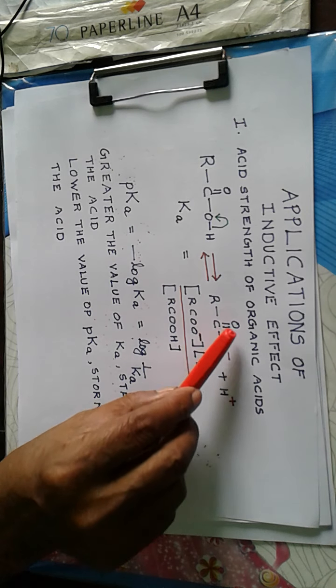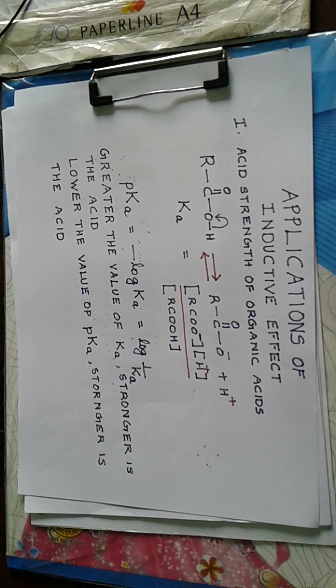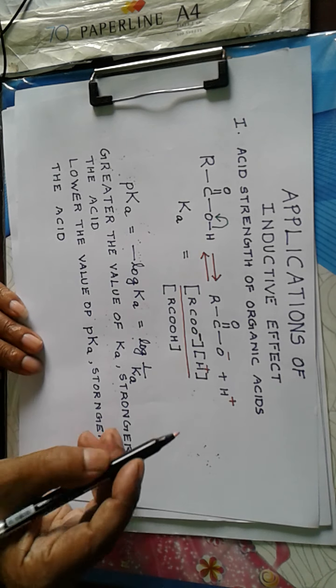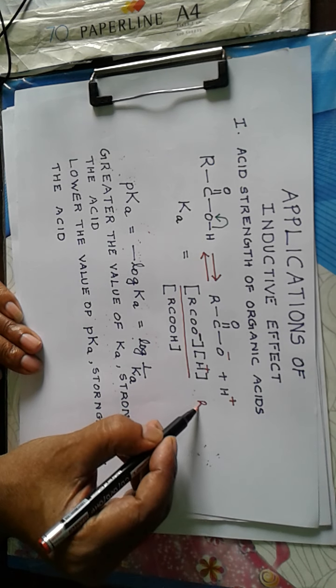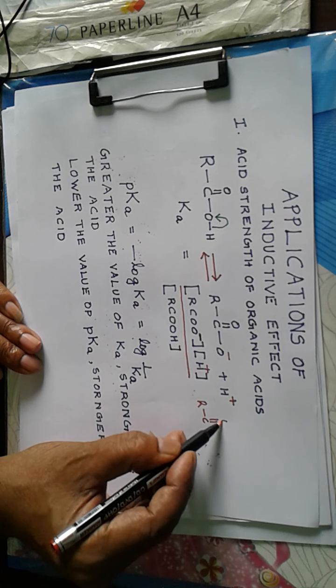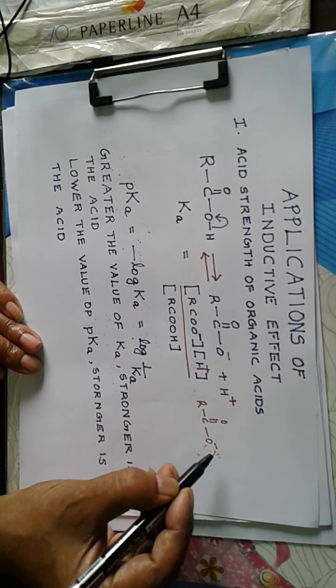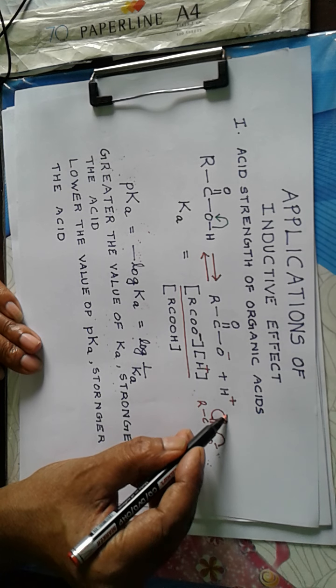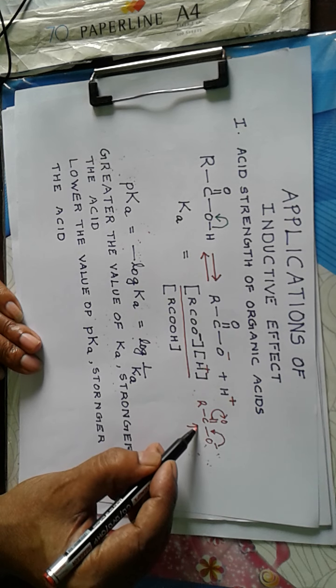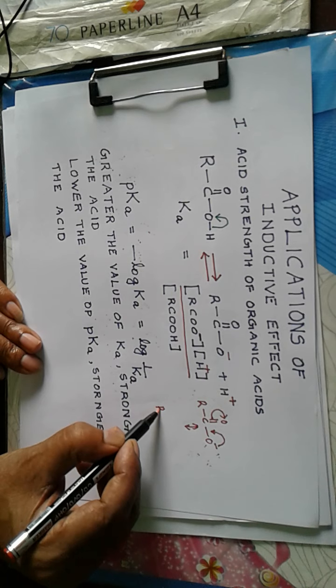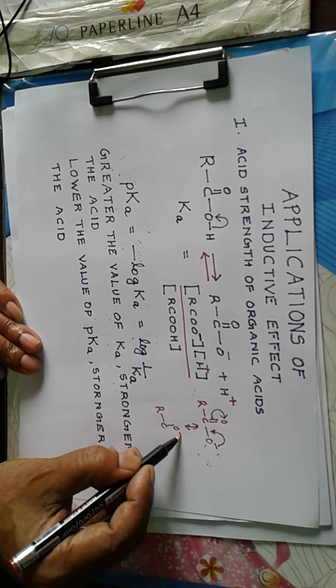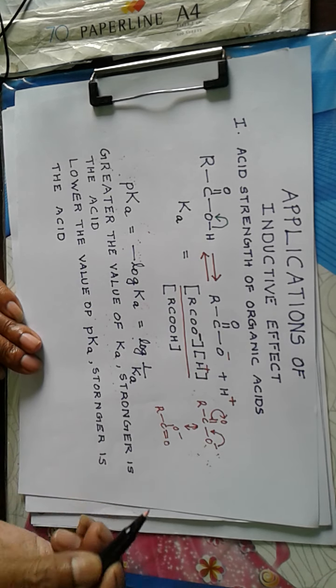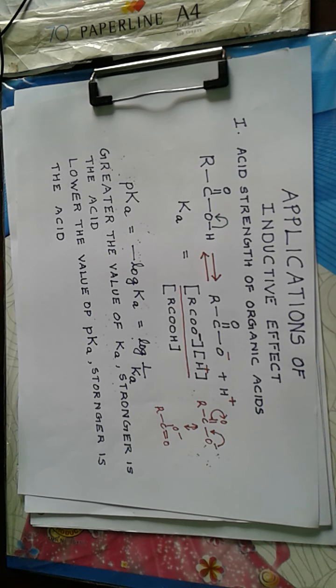Now the carboxylate ion can be stabilized by resonance. We have two resonance structures, RC double bond O negative, where the negative charge is shifting like this, and a simultaneous shift of the pi electron pair. We get another canonical structure, RCO negative double bond O. So it is a resonance hybrid and it is stabilized.